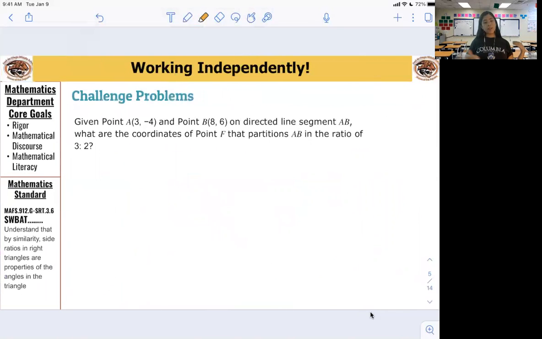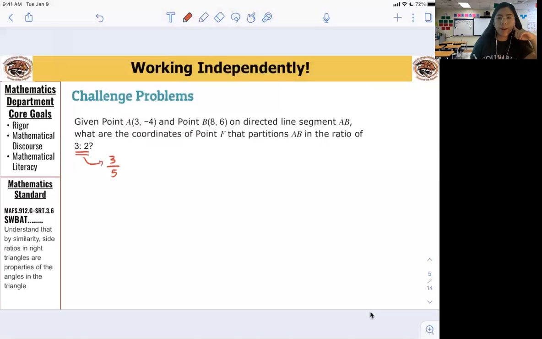Okay, line segments. I definitely wanted to practice this because we did it a week ago, 2 weeks ago, and it's been a while, so time to review this. Given points, A is (3, -4) and B is (8, 6). What are the coordinates that partition AB into the ratio of 3 to 2? Okay, first step. Let's remind ourselves, how do we do this? Okay, so Perla says 3/5. Good. This ratio becomes 3/5.